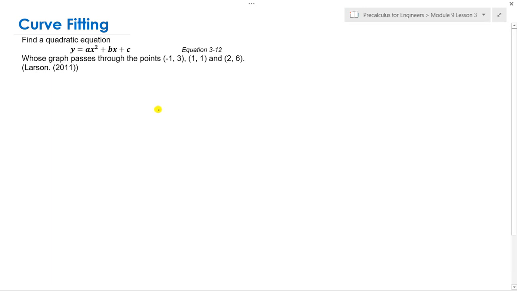Okay, so wala na pangutana. Then let's proceed to the last equation. So, we have here a curve fitting. So, unsa man ang curve fitting, class?